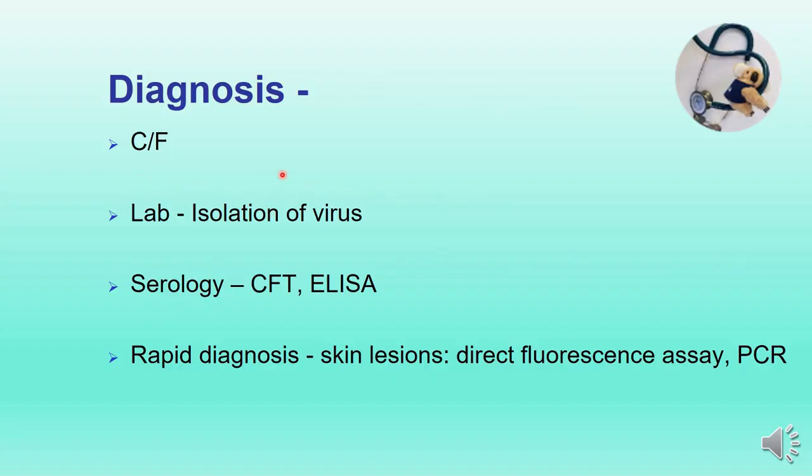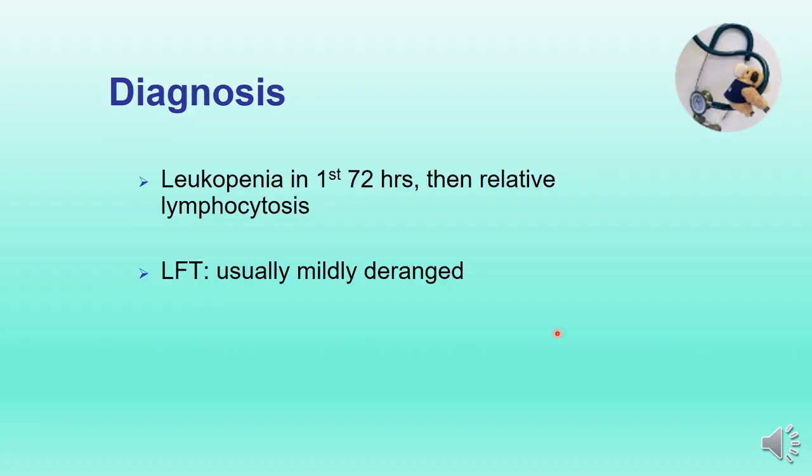Now come to diagnosis. Diagnosis of chickenpox is exclusively clinical because the rash is so typical. But if lab facilities are available, then you can isolate the virus, or you can do serology for detection of antibodies, and a rapid diagnostic test can be done on the skin lesions by direct fluorescence assay, or you can do PCR. In the blood test, you see leukopenia in the first 72 hours, then relative lymphocytosis is noticed.